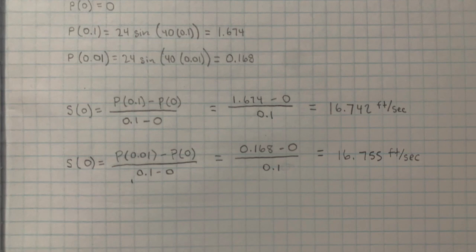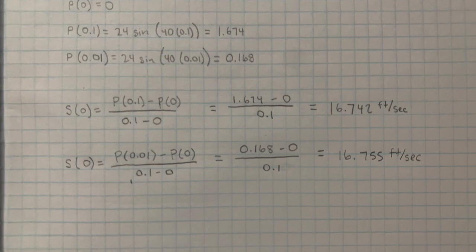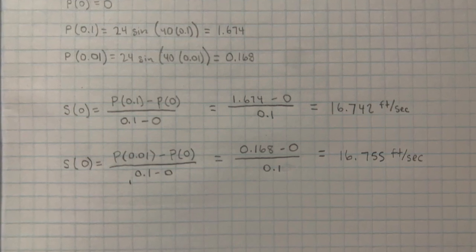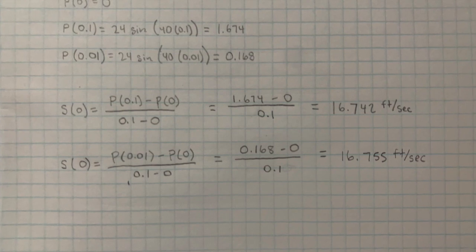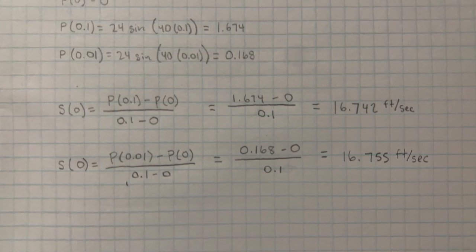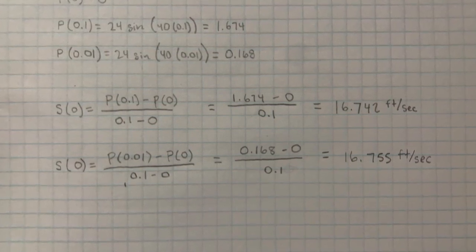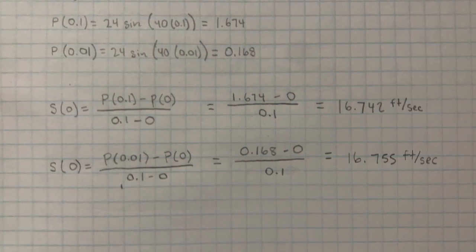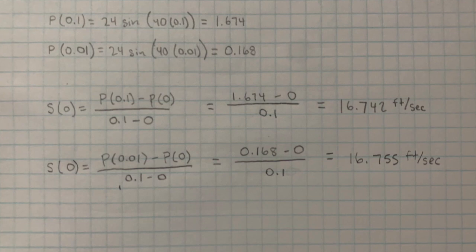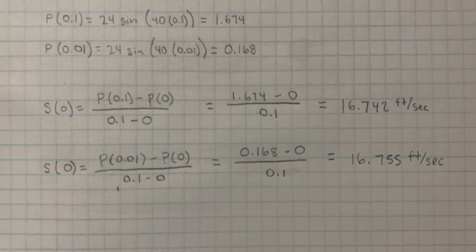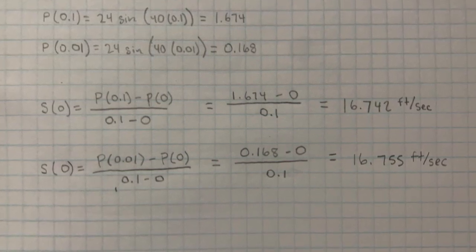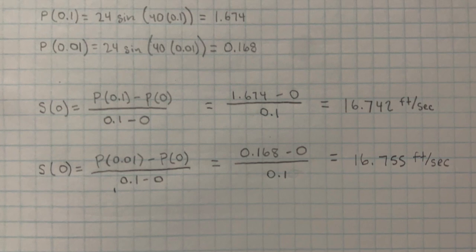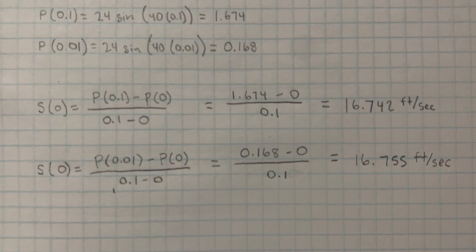Next, you have to find the change in distance using this equation, which gives us 1.674 divided by 0.1, which ends up being approximately 16.742 feet per second. Then we have to do the same for the other change in distance, which gives us 0.168 divided by 0.01, which is 16.755 feet per second. These give us the answer we are looking for, which is the speed of Andy's shadow when it passes point N.